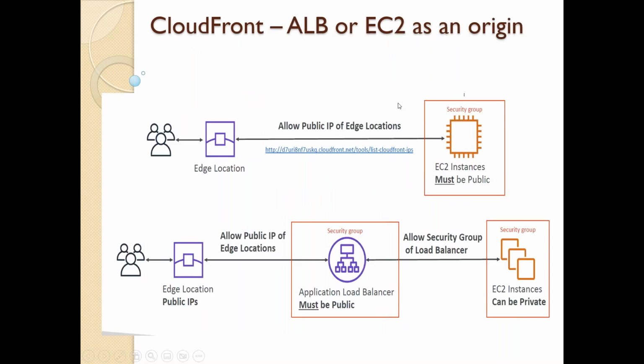So with CloudFront, you can have ALB or EC2 as origin. Again, EC2 cannot be a direct origin. EC2 should be placed behind your load balancer. The load balancer can act as an origin.